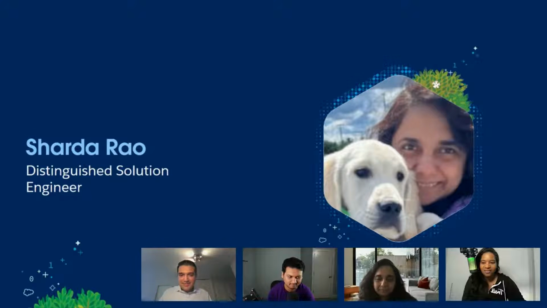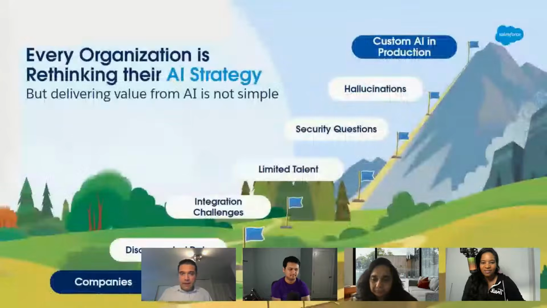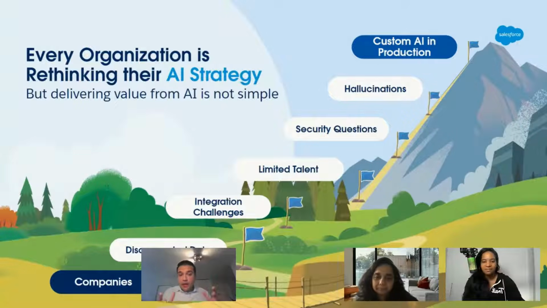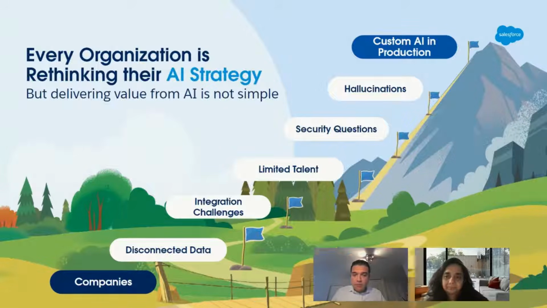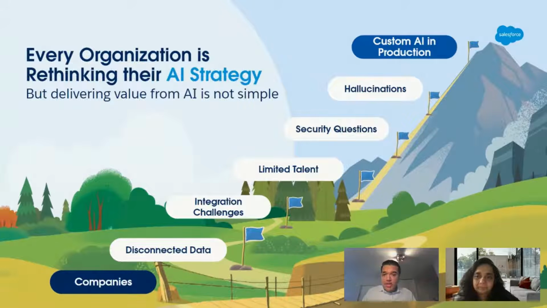Great. Thank you. Over the last few years, customers have been rethinking their AI strategy. But there are several challenges to providing value from AI. Some of these challenges are disconnected data, for example. The average company has about 1,000 different applications. Many of them provide a siloed and fragmented view of their customers, which leads to poor experiences. This also leads to integration challenges.